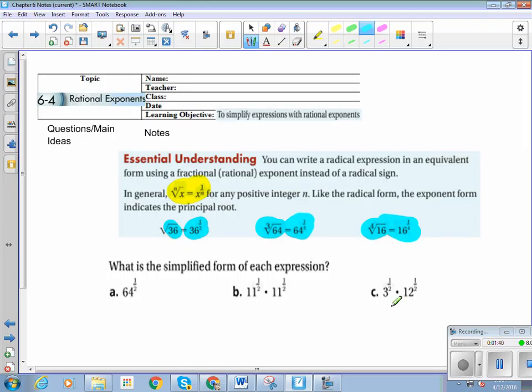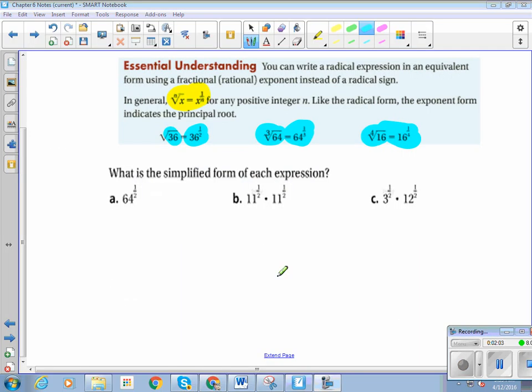So what we're going to do is bring in the properties of exponents and apply them to fractions. So we're going to take that principle of the root being a fraction and apply exponent rules to that. Okay, so we are going to simplify each of these expressions. So 64 to the 1/2 power, that's the same as the square root of 64.